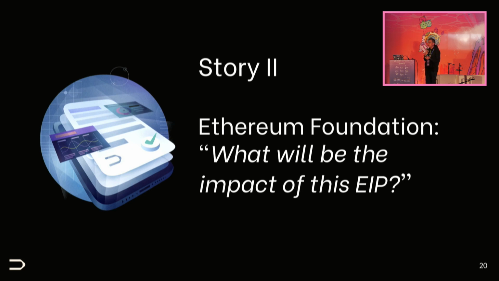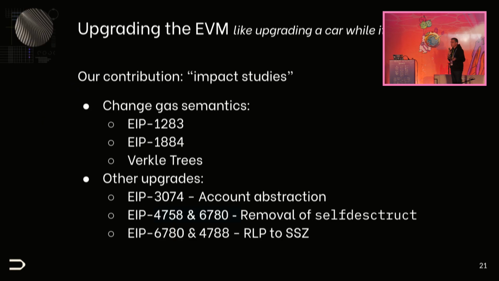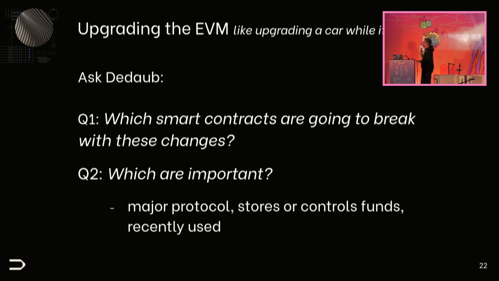The Ethereum Foundation often asks itself, what will be the impact of this improvement proposal, this EIP, on all deployed smart contracts? And whenever this happens, we are the natural people to ask. So we've done lots of studies for the Ethereum Foundation over multiple EIPs or things that don't even have an EIP code, like the upcoming Verkle Tree transition. All sorts of upgrades. We study their impact over all deployed contracts. So we are being commissioned to study the impact of all of that.